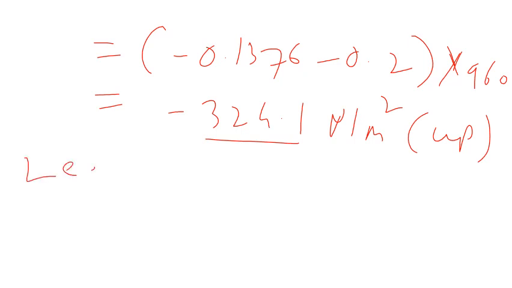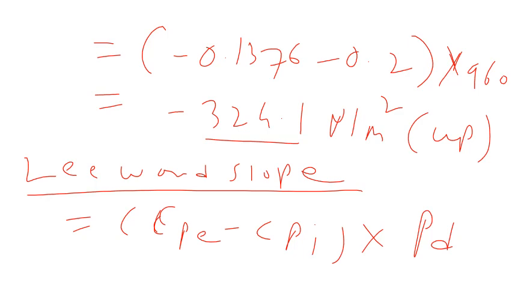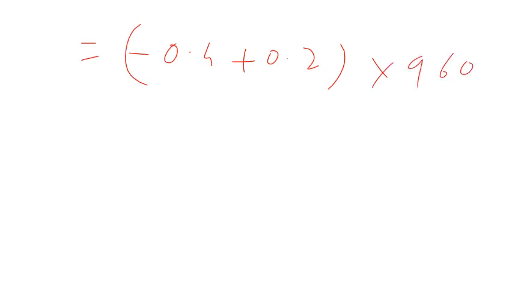Now consider the leeward slope, right? The same formula will be there, CPE minus CPI, right, into PD. But we have to consider CPI two times, that is plus or minus 0.2. So if you calculate that, we know that for the leeward slope CPE is minus 0.4. So consider CPI as plus 0.2 and multiply it by 960. So this will come to minus 192 Newton per meter square.